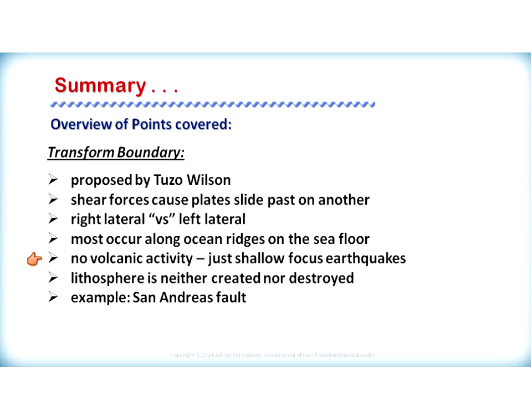Transform fault boundaries also have no volcanic activity. They just have shallow focus earthquakes associated with them. Along the transform fault boundary, the lithosphere is neither created nor destroyed. And examples of the transform fault boundary will be the San Andreas Fault, which runs through California in North America. So these are the main points of transform fault boundaries.